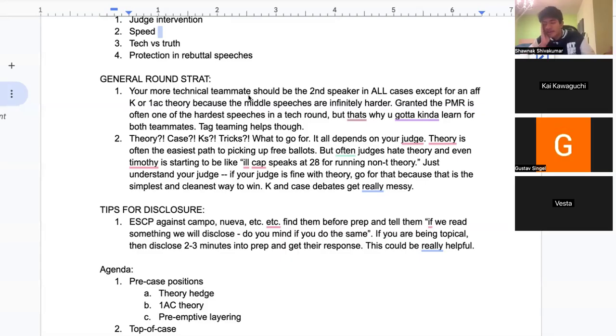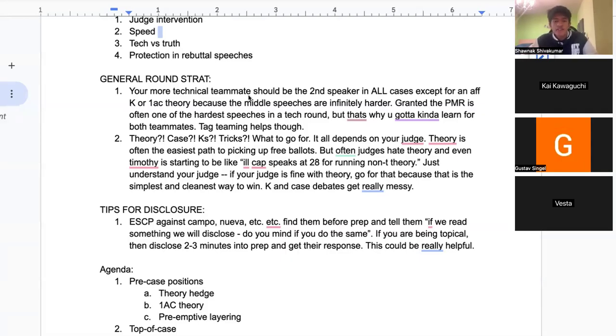Then think about the same thing from the neg perspective. If you're the neg and you're just going to be reading straight case, usually the PMC is going to be predictable. The first neg speech is going to be predictable because you're the neg and you want to run straight case. And then the MG, or the second affirmative speaker, is probably going to whip up some theory shell if it's going to be a tech round.